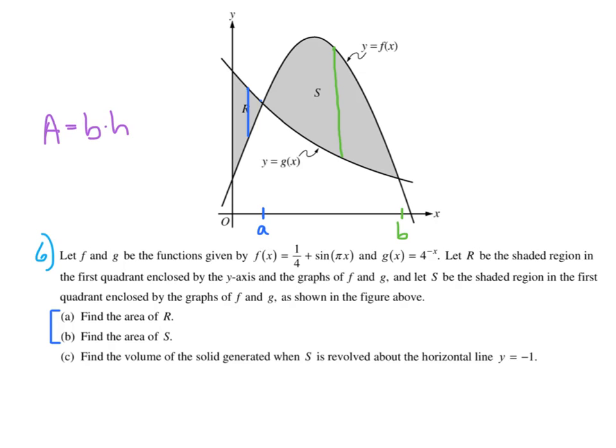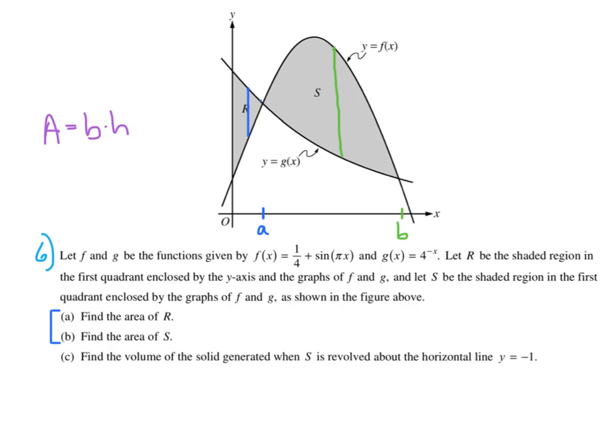So what I'd like you to do right now, pause the video. Get this graph into your graphing calculator. You're looking again in the first quadrant. Find your A and your B, write them down. Okay, calculate their intersection points, write them down. Store them into A and B.